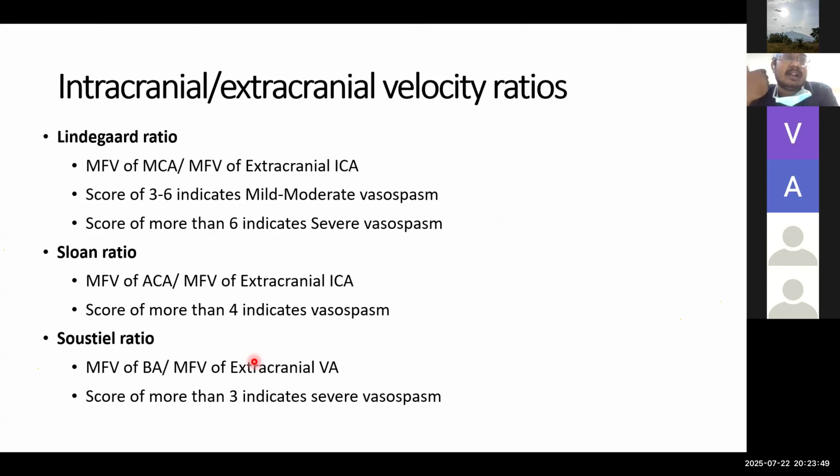The posterior circulation does have vasospasm. It more often happens in the basilar artery. So in order to look at vasospasm for the basilar artery, we use the Sviri ratio.